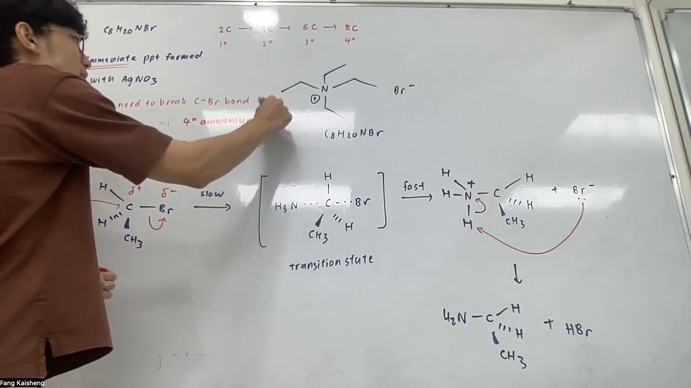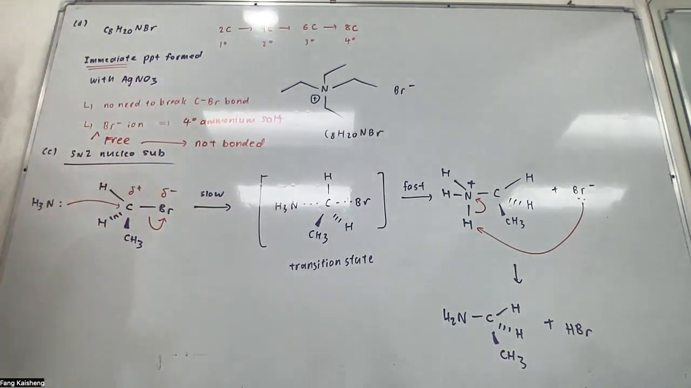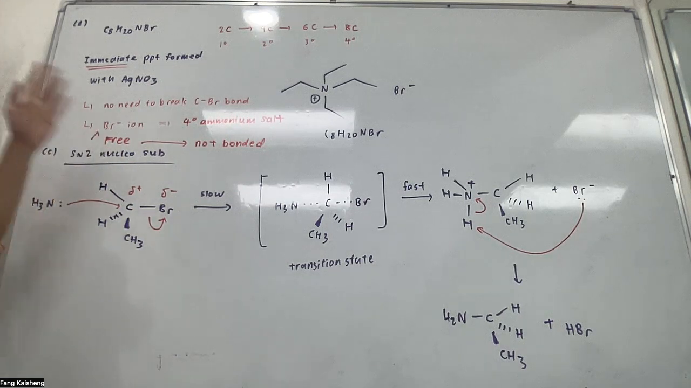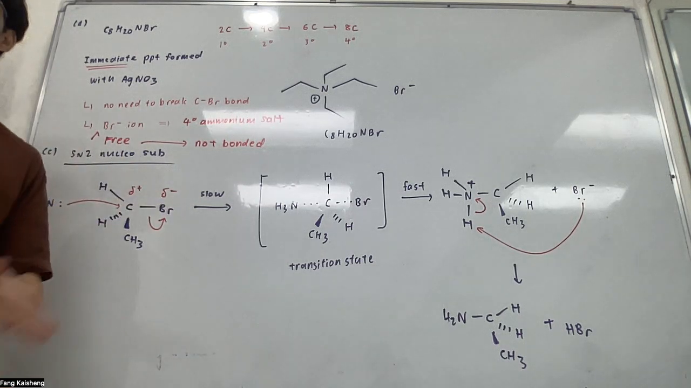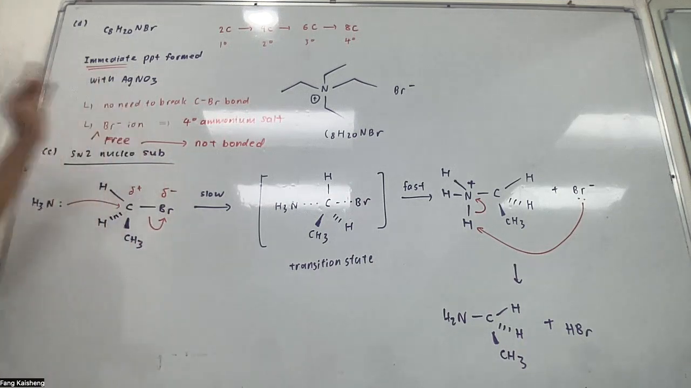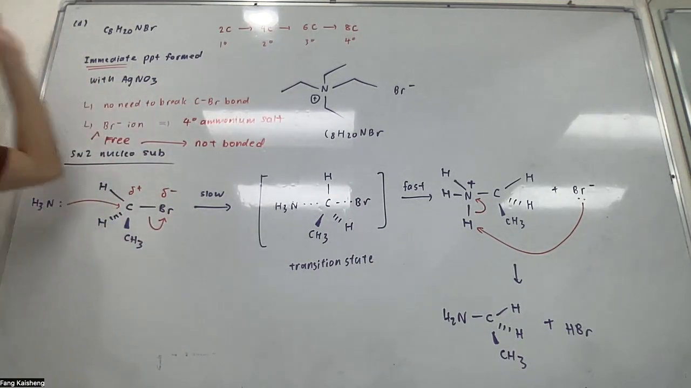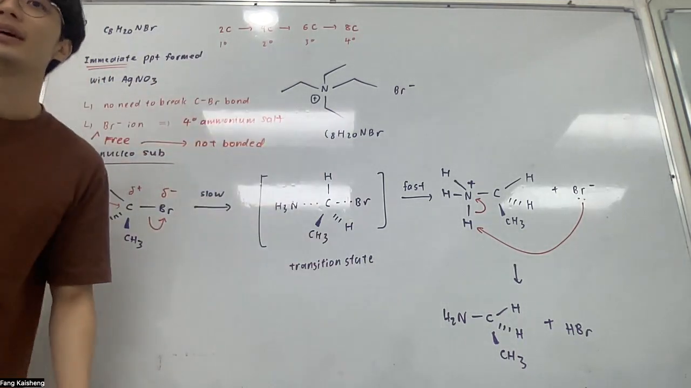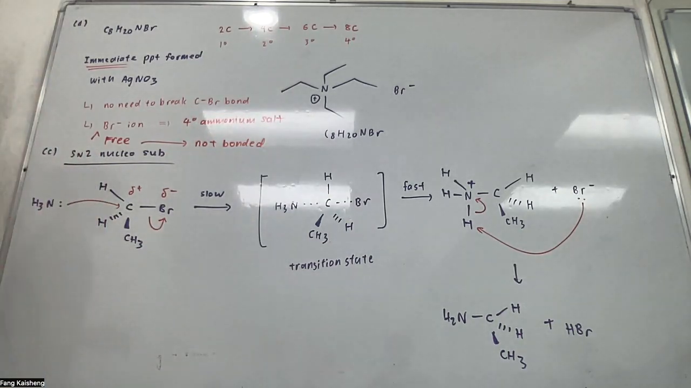So that's how you know, right? It's substituted 4 times. Your tertiary and secondary do not have a free ion. The bromine is still attached. The only time where it is free is only here. That's it. That's pretty much it for today.